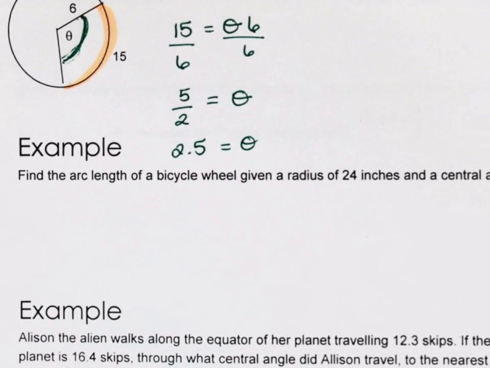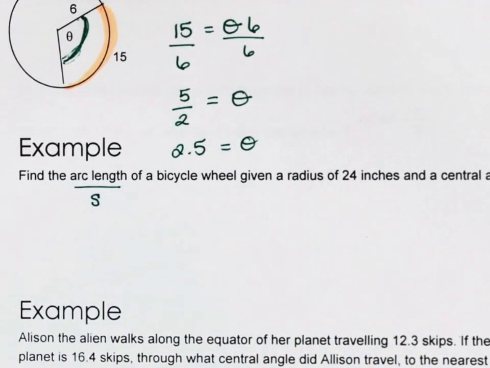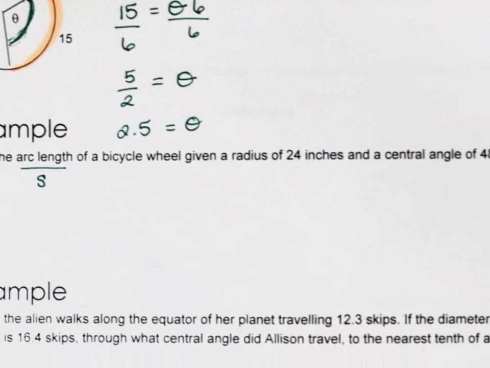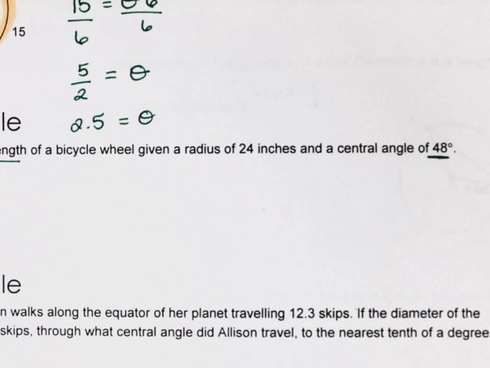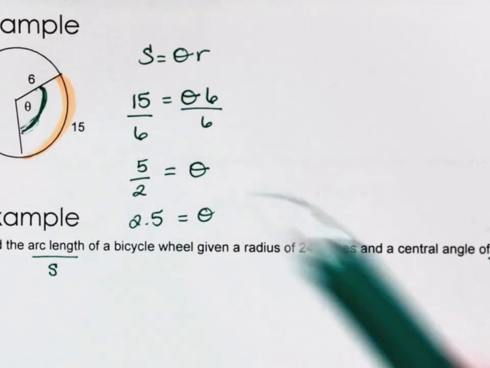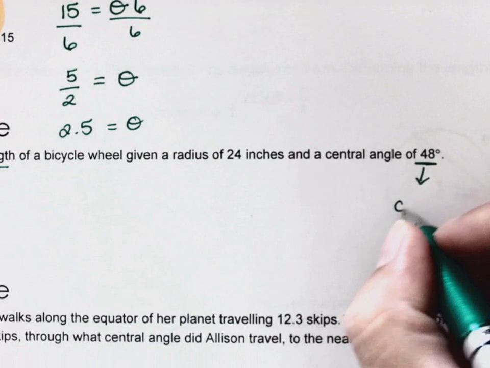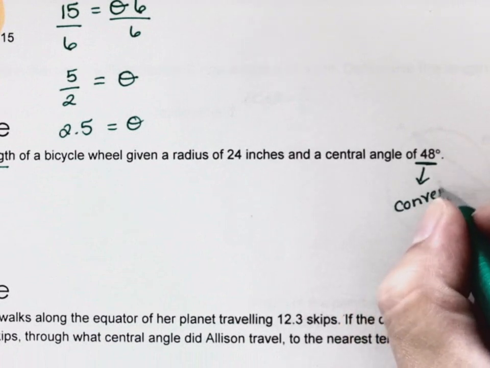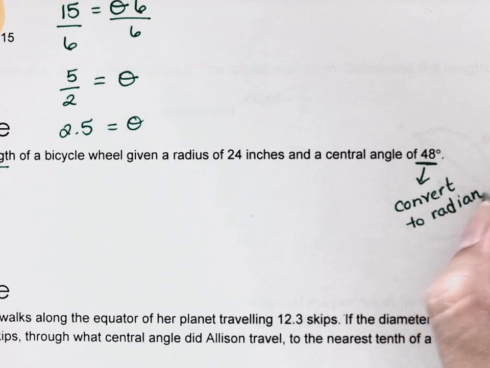Okay, now we're getting away from pictures. Find the arc length. I know right away I'm finding the S of a bicycle wheel, given that the radius is 24 and it has a central angle of 48 degrees. This is one of those trick questions. Central angles are between two radiuses at the center of a circle. So this is a central angle. Nothing really special about that. But I'm going to have to convert to radians before I even start the question.